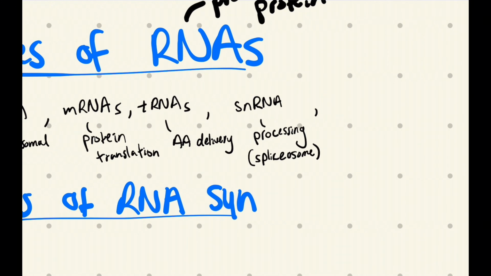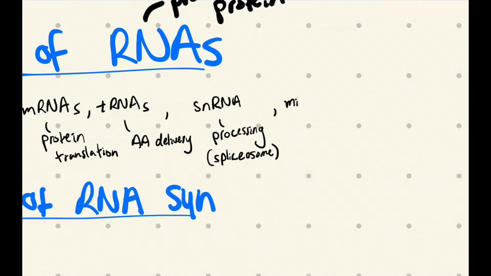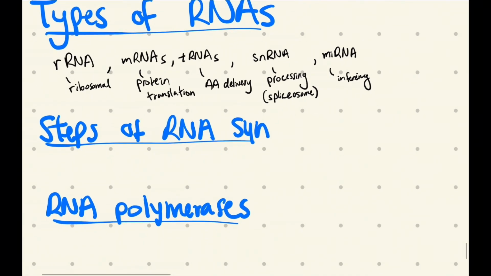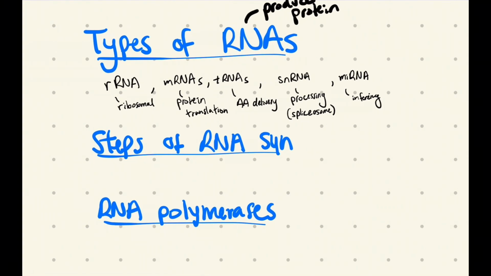So snRNAs, and then you have your final one, which is going to be called miRNAs. These are also microRNAs. These are interfering, I don't know how to spell. But basically this is going to inhibit your mRNA transcription, and it degrades your RNA. So it degrades those transcripts so that your protein is never going to be produced in the first place.